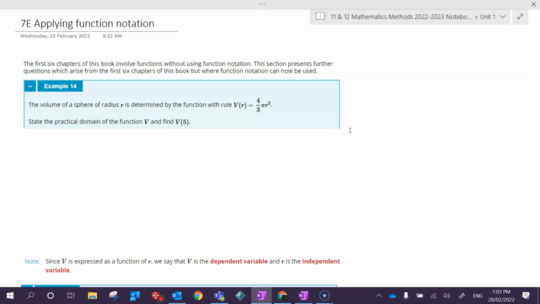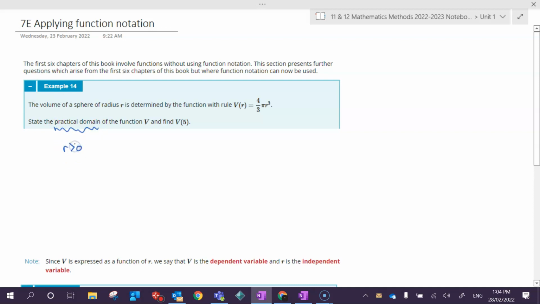Here they've got the example, the volume of a sphere of radius r is determined by the function. The volume in terms of r is 4/3 pi r cubed. So rather than just saying v equals 4/3 pi r cubed, they're now saying v of r equals 4/3 pi r cubed. State the practical domain. What values make sense for a radius?